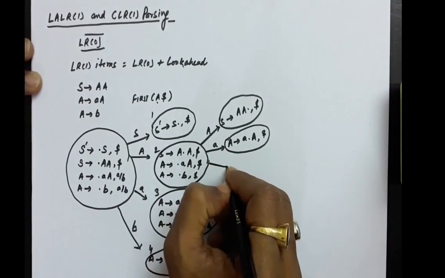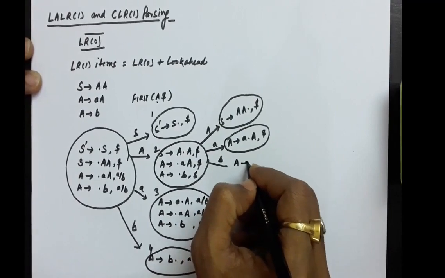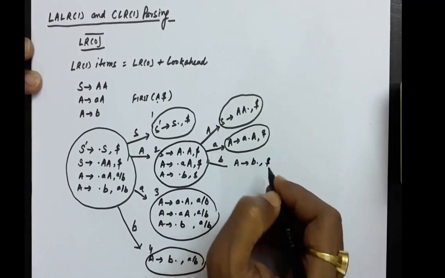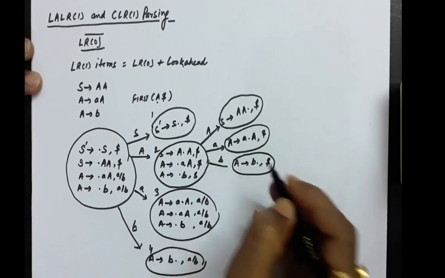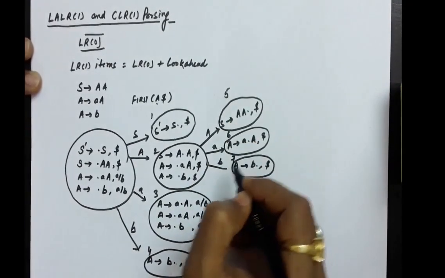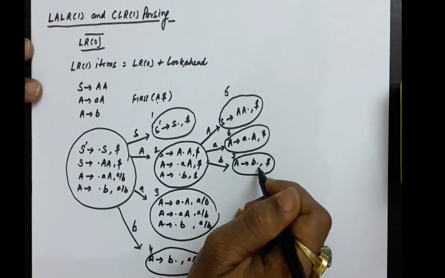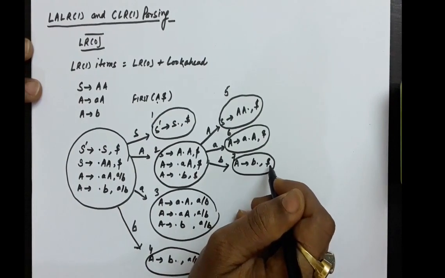Okay. Now with a small b, A produces B dot and dollar. For the first of dollar is dollar. So let's number all these productions: 5, 6, and 7. Now you see that in the state number 7, the state number 7 is A produces B dot and dollar.